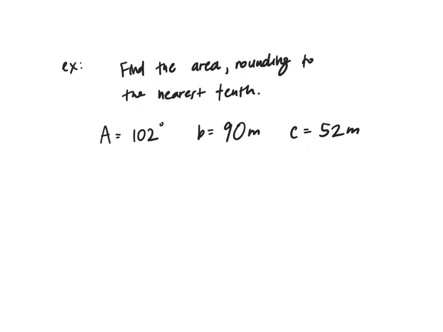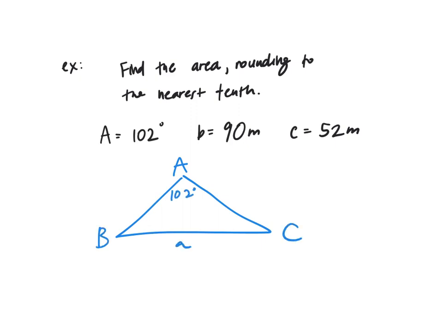Find the area rounding to the nearest tenth. You're given information of a triangle as follows. So you could draw out the triangle. You don't have to, but I'll just go ahead and draw it out. So I'll label angle A here, 102 degrees. A, B, and C can go anywhere. B is 90 meters. C is 52 meters. So note that I have a side, an angle, and side situation.